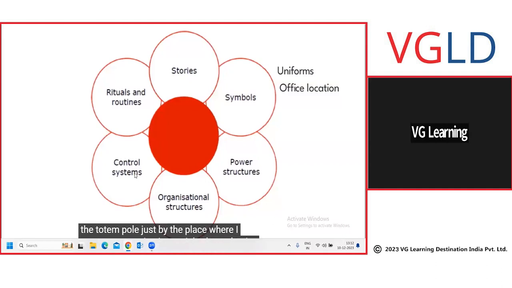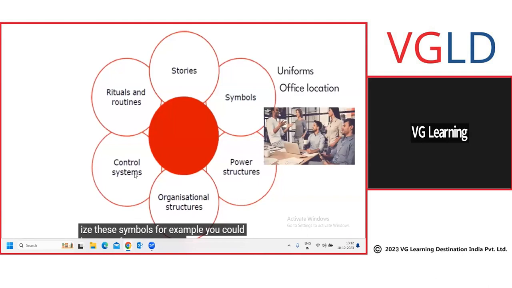Some organizations might de-emphasize these symbols. For example, you could have a software company where everyone is wearing informal clothing and people work in an open office plan. In fact, you couldn't tell the company founder, the owner of the company, apart from the programmers. This person sits in the same place, they dress the same way, they act the same way.